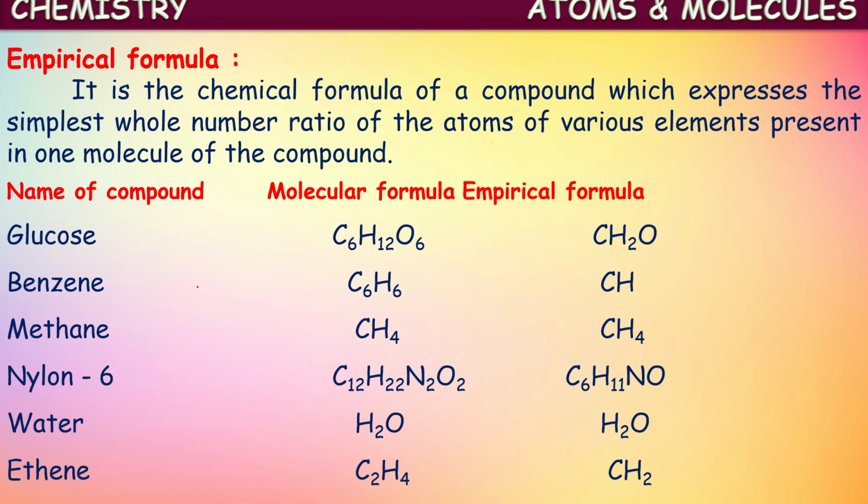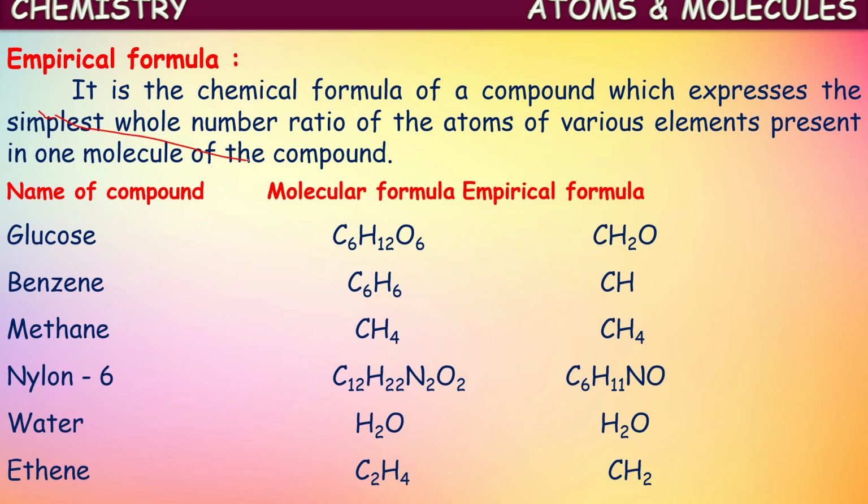The simplest whole number ratio of atoms of each and every element present within a molecule gives rise to the empirical formula. So it is the chemical formula of a compound which expresses the simplest whole number ratio of atoms of various elements present in one molecule of the compound. Simply we can say the simplest whole number ratio of the molecular formula gives rise to the empirical formula. Examples: glucose, name of the compound, molecular formula, empirical formula.